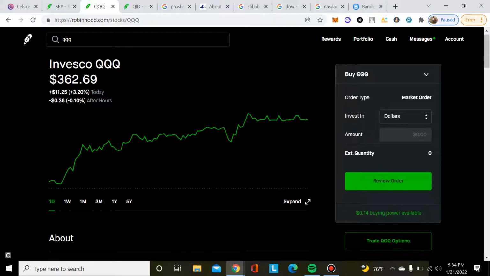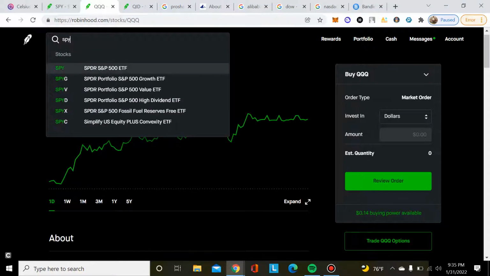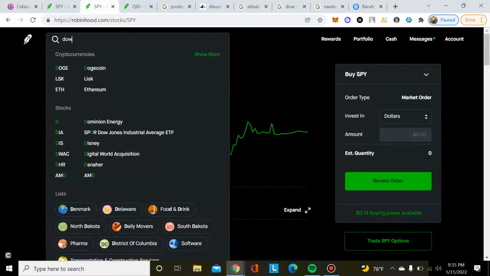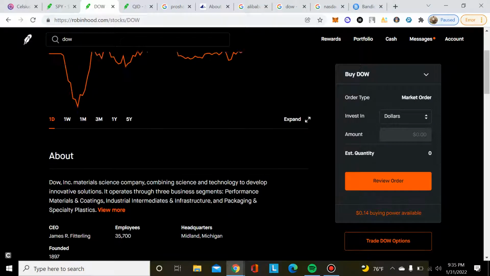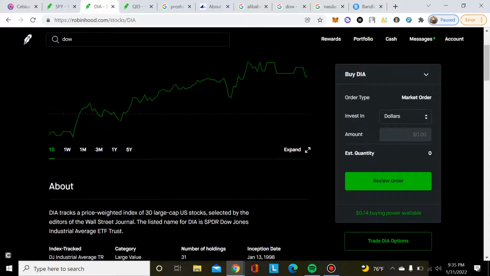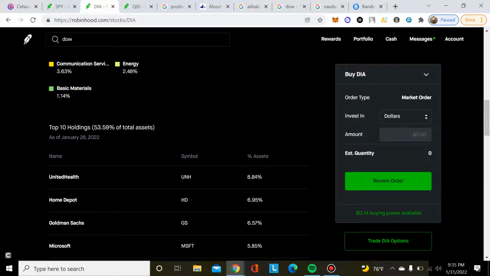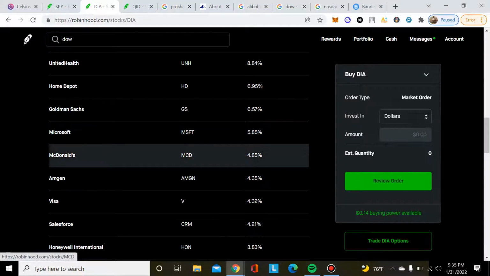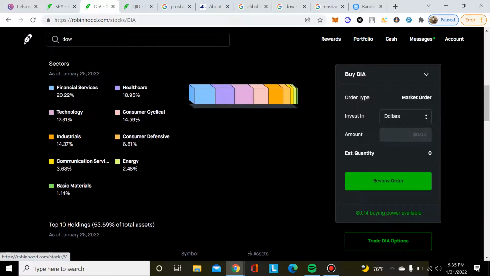So this can even show you the broader market sentiment. If you're looking at the QQQs, you're looking at the NASDAQ. You're looking at the SPY, and the SPY is up as well. If you were to look at the Dow, DIA, the Dow Jones, it's more of industrial stocks. So it's different kinds of stocks here, but you see it holds mainly UnitedHealth, Home Depot, Goldman Sachs, a lot more stable stocks. Microsoft, McDonald's, Visa, Salesforce, Honeywell, Caterpillar. So these are more stable stocks.